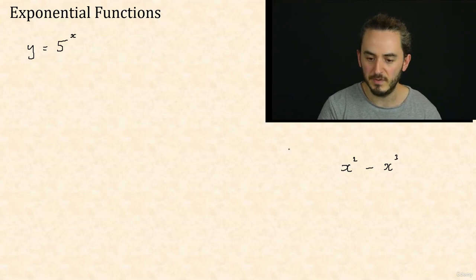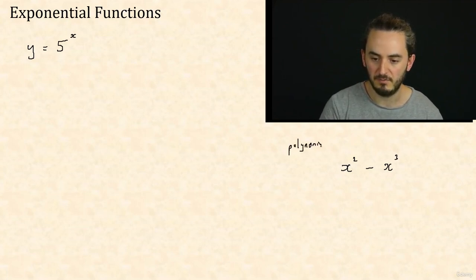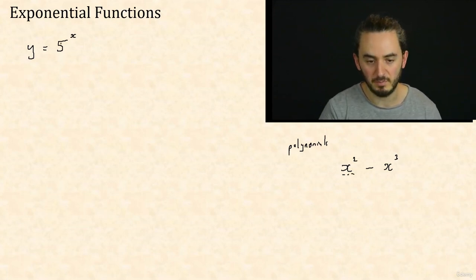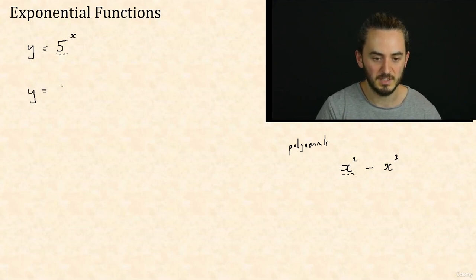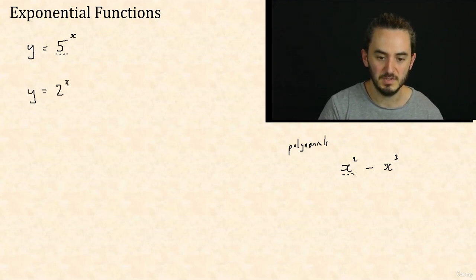So in general, we call these things polynomials. And polynomials have the property of the variable being your base and a constant being the power, whereas exponentials have the property that the constant is the base and the variable is the power. So y equals 5 to the x is an exponential, and so is y equals 2 to the x.